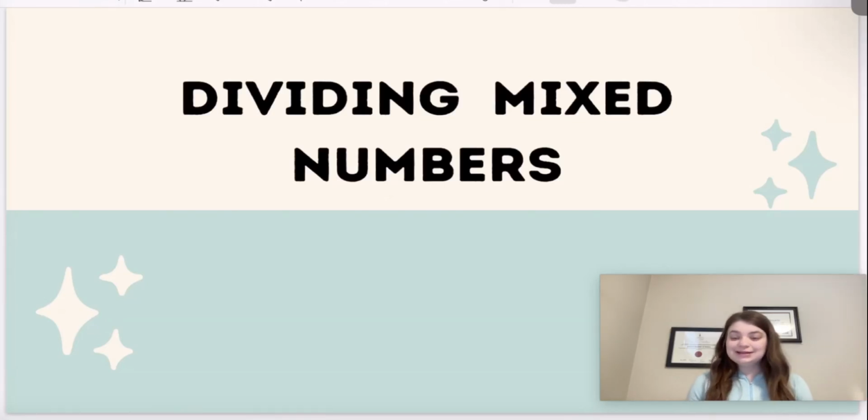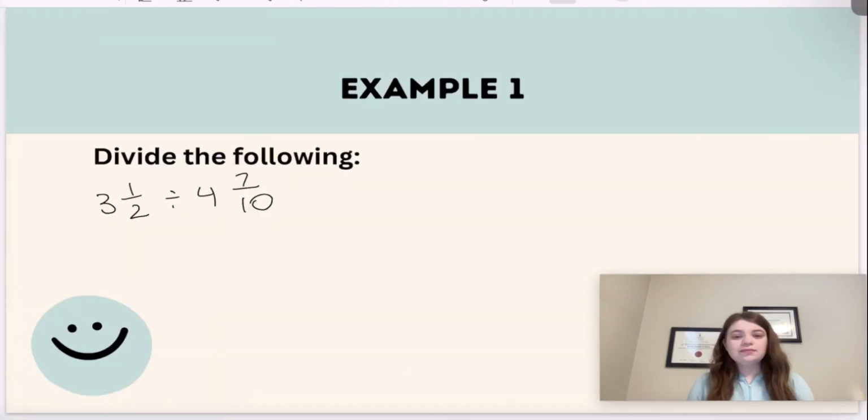Welcome back, everyone. Today we're going to be talking about dividing mixed numbers, and I'm going to be going through a few examples. So let's jump in. So here's our first example: 3 and 1/2 divided by 4 and 7/10.